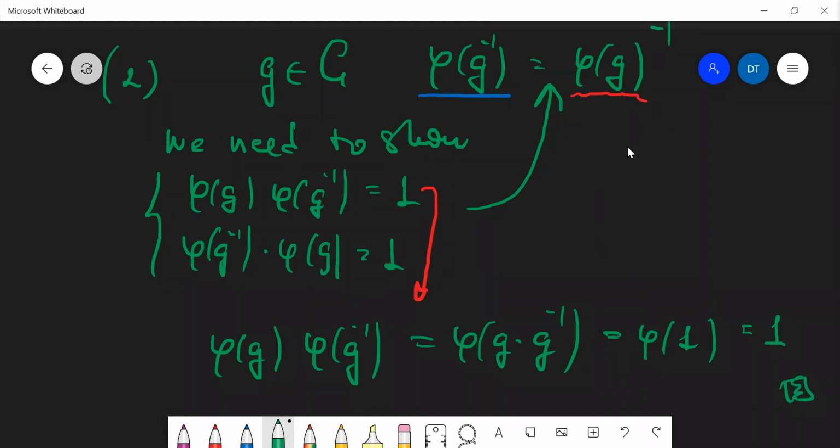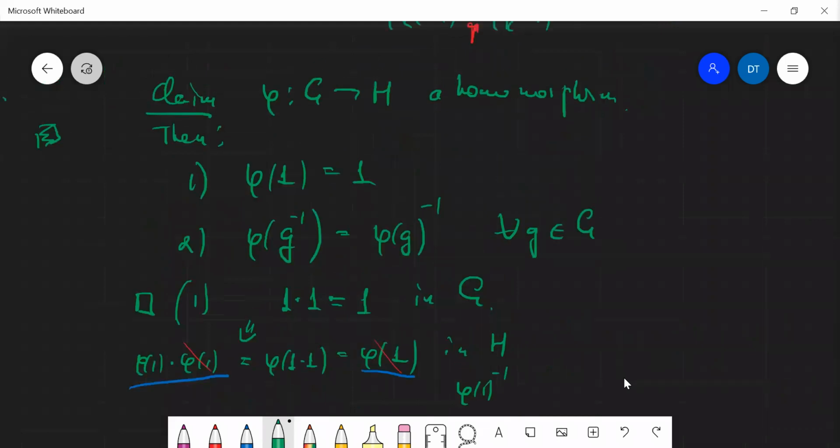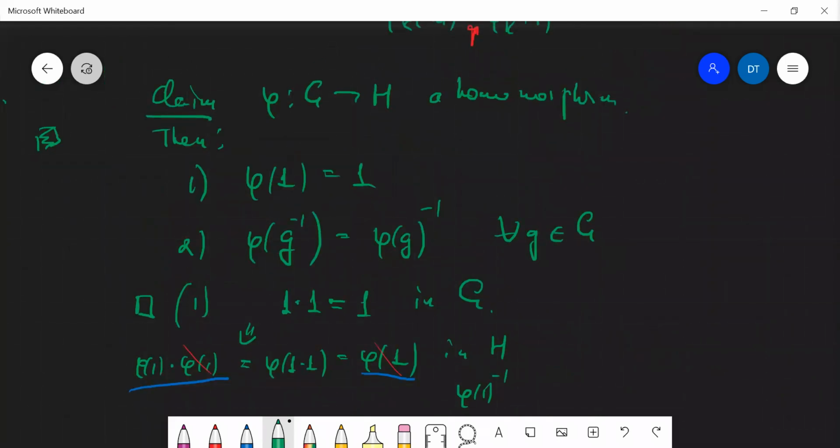So this is how you prove this. The latter computation was in the group H, just in case. So all these elements are in H. So this is the claim and the proof. Are there any questions?